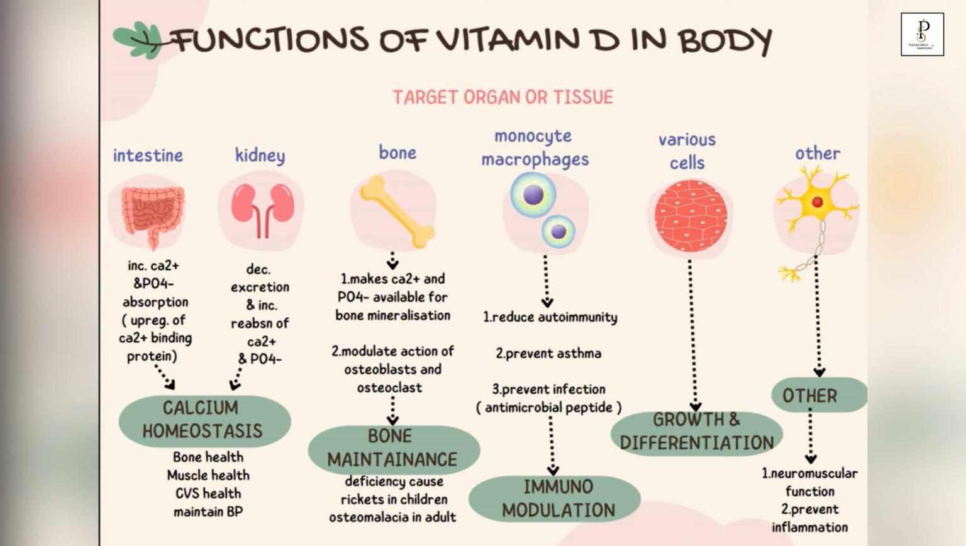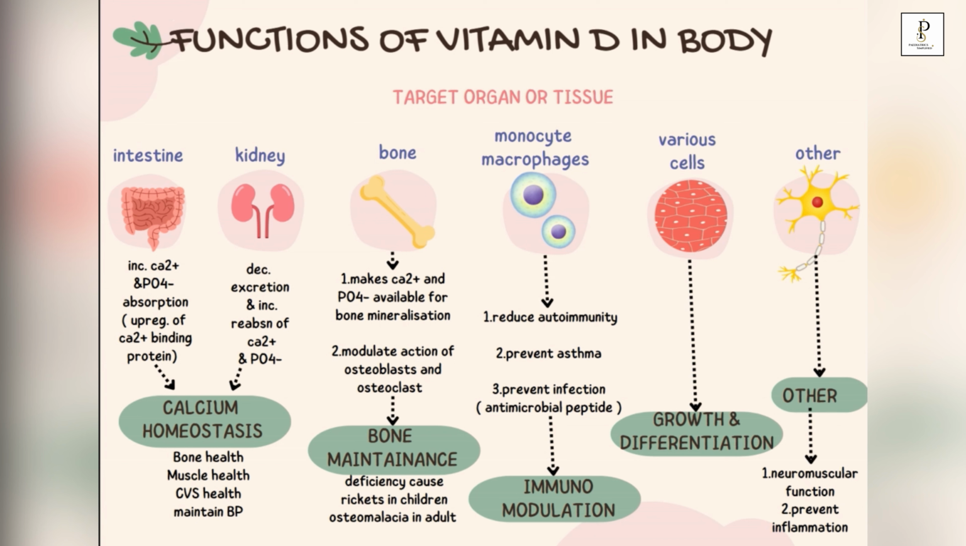How does calcium homeostasis happen with the help of vitamin D? Vitamin D goes to the intestine and here it increases absorption of calcium and phosphate. This occurs by upregulating a calcium binding protein in the intestine that helps in more uptake of calcium and phosphate. That's why serum levels of calcium are maintained. Another way of doing so is through the kidney. Vitamin D will go to the kidney and decrease the excretion of calcium and phosphate and increase the reabsorption of these minerals. That is another way of maintaining serum level of calcium and serum level of phosphate.